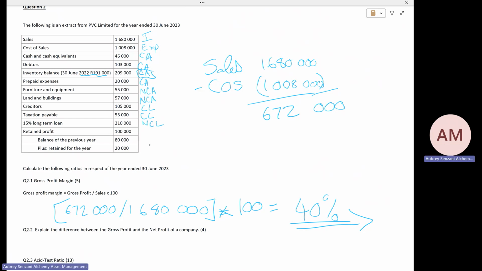Then you have a retained profit. Balance of the previous year, 80,000, retained for the current. Okay, this is obviously what? What is retained income? This is just a breakdown, isn't it, of this 100,000. What is retained income, or retained profit? I'm actually giving you the answer. It's income.